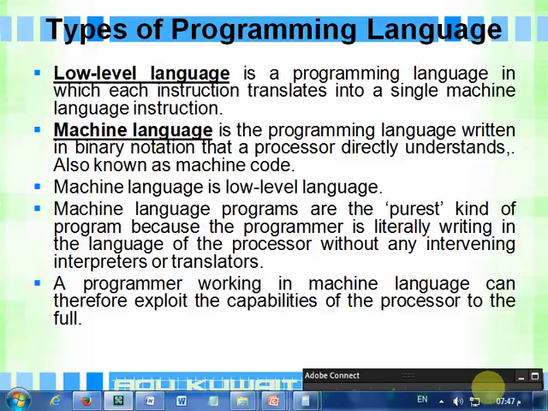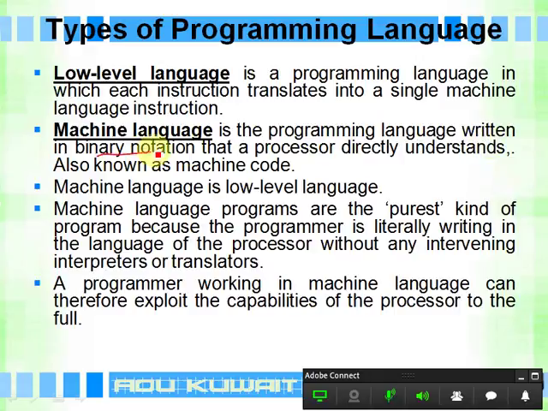So a machine language is a programming language written using the binary notation that a processor directly understands. That is, a computer directly understands it. It is also known as machine code. Machine language is a low level language because every bit is translated into one instruction.